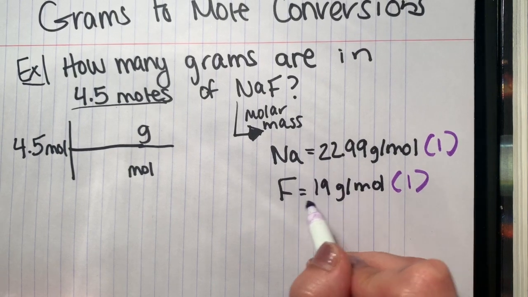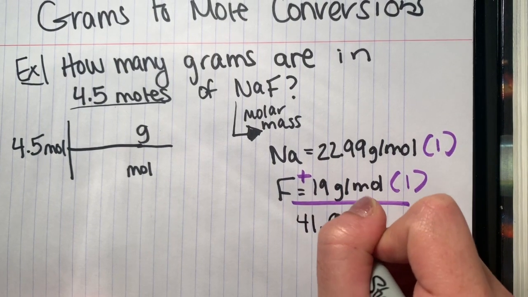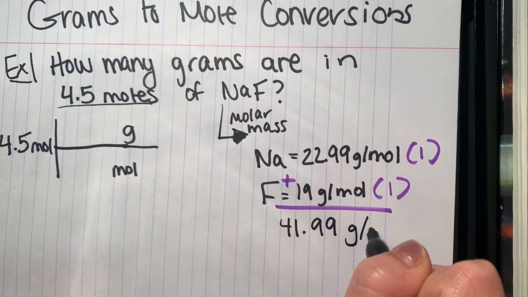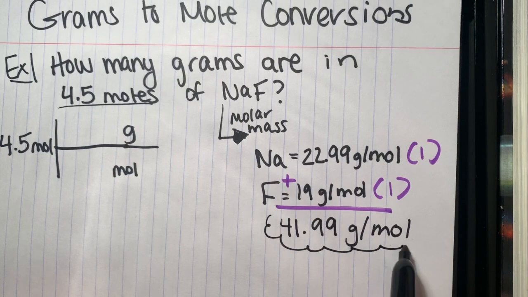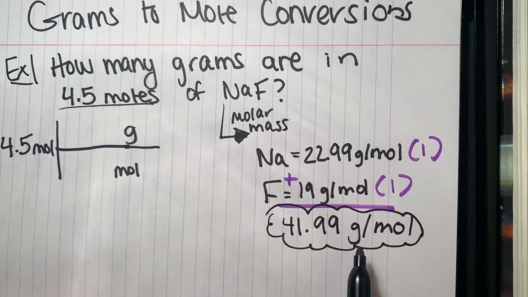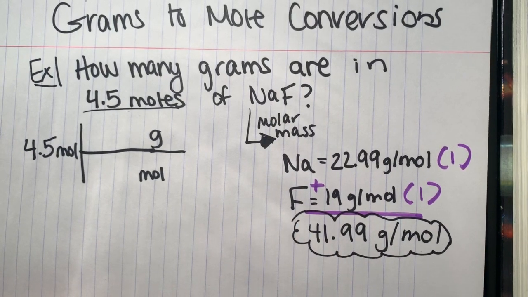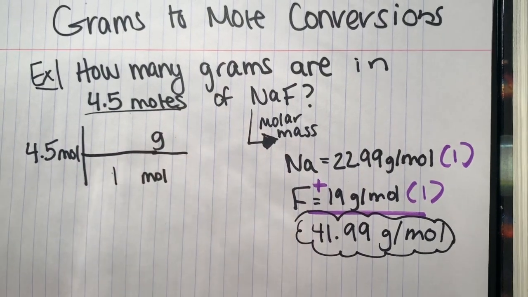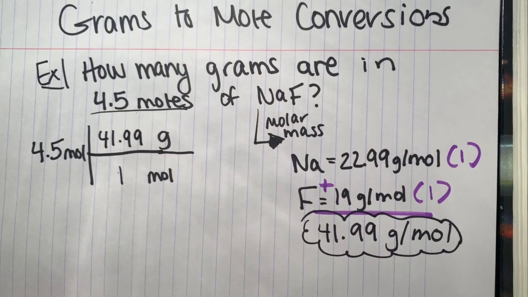So we know that if we're multiplying it by 1, it's going to be the same number. So I just have to add these two numbers together now. If you add them together, just punch it into your calculator. You should get 41.99 grams per mole. So I'm just gonna bubble that. Now I have my conversion factor. So for every 1 mole of sodium fluoride, I have 41.99 grams. So I'm just gonna fill that in. For every 1 mole, I have 41.99 grams.